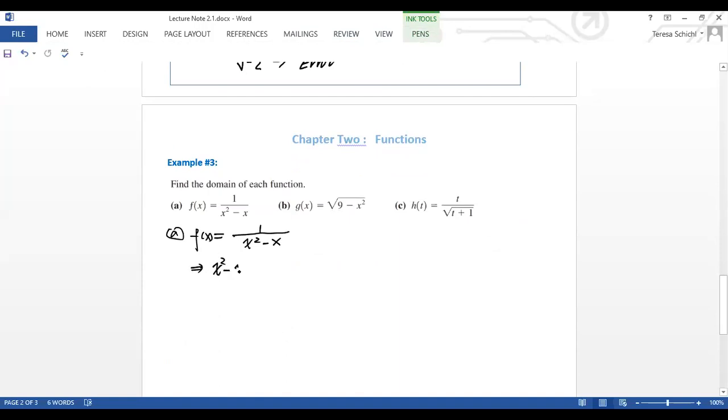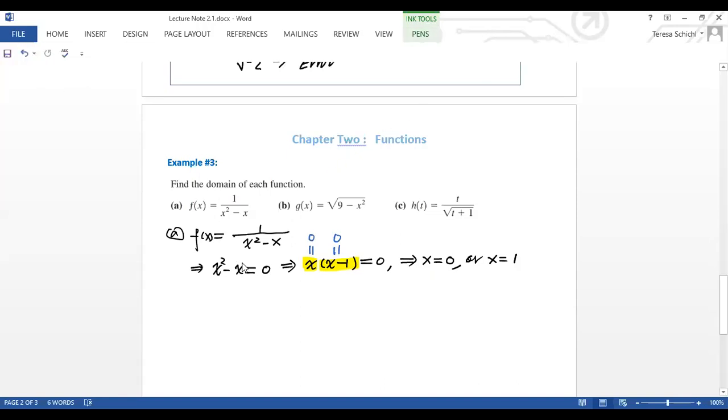What values will make the denominator equal to 0? This will be x squared minus x equal to 0. So I can factor the x out. This is x times (x minus 1) equal to 0. So what is the value of x? x equals 0 or x equals 1, right? Because if you multiply two values and get 0, that means one value equals 0 or the other value equals 0. That's why we get x equal to 0 and x equal to 1.